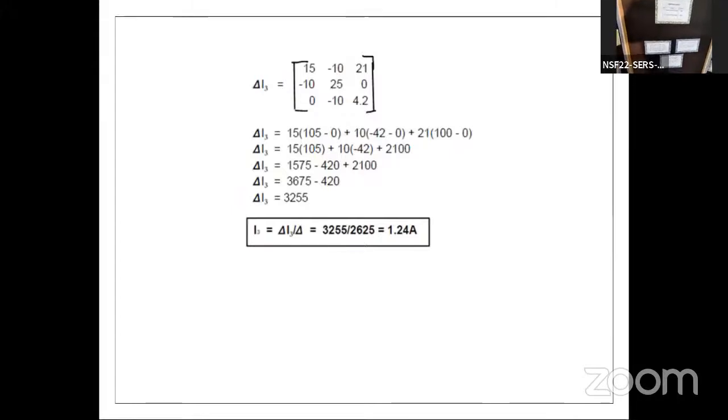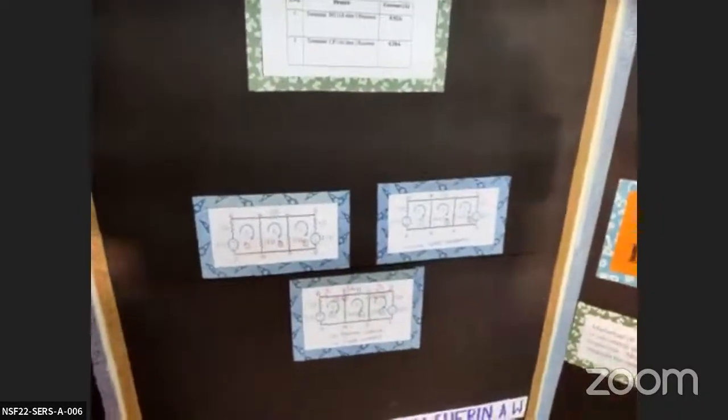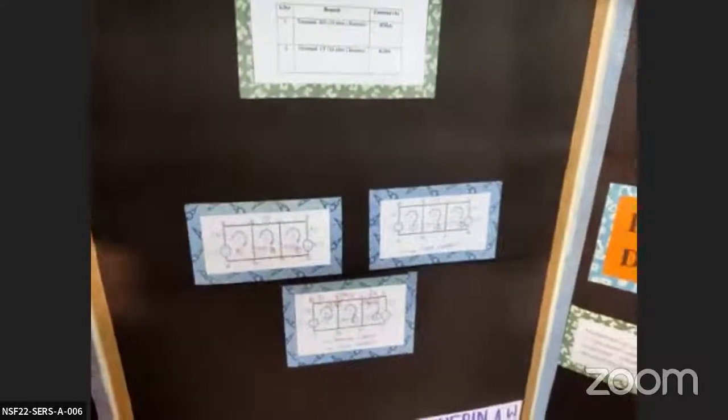If you go for a higher order, will it be as efficient as what you've done here? Can you apply this to 4x4? Yes, sir, we can apply. Okay, sir. Good luck. Good work. Thank you, sir.